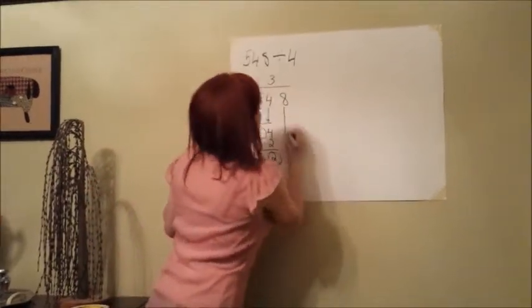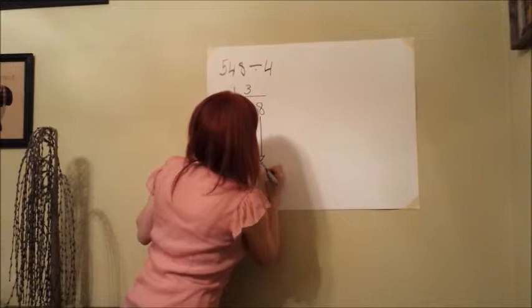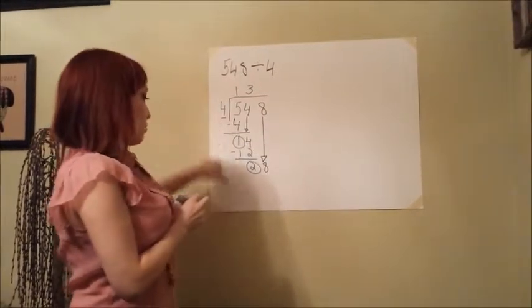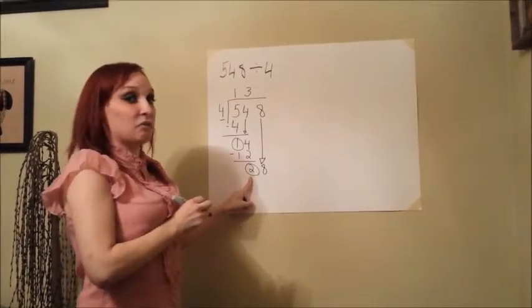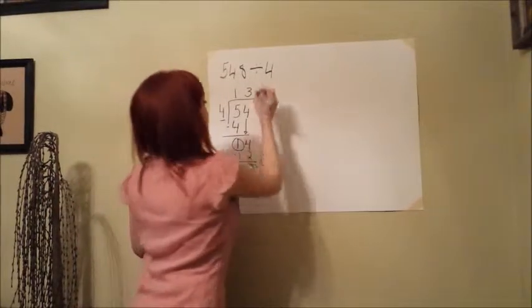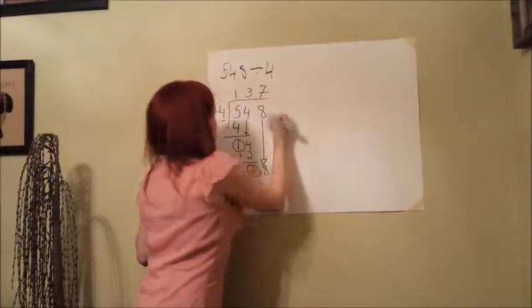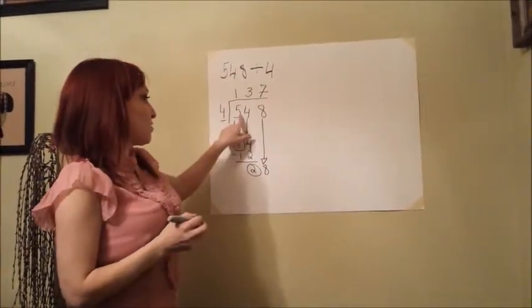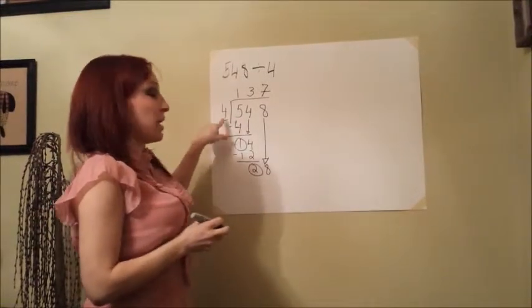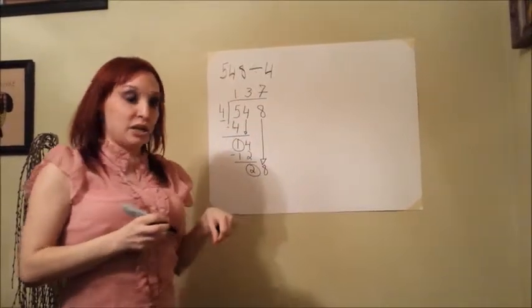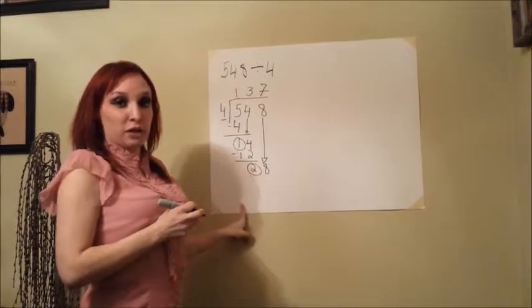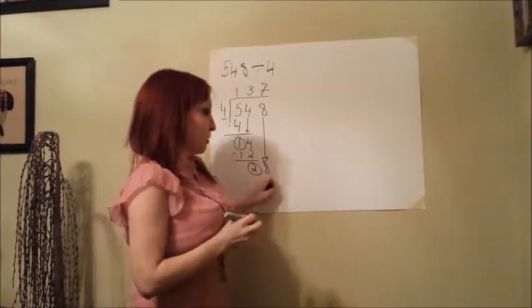So now we go to our next step, our bring down step. So we bring down that 8. 4 goes into 28 exactly 7 times, and we know that from our multiplication facts. So 548 divided by 4 is exactly 137. This example had no remainders in it. Now we're going to go do another example.